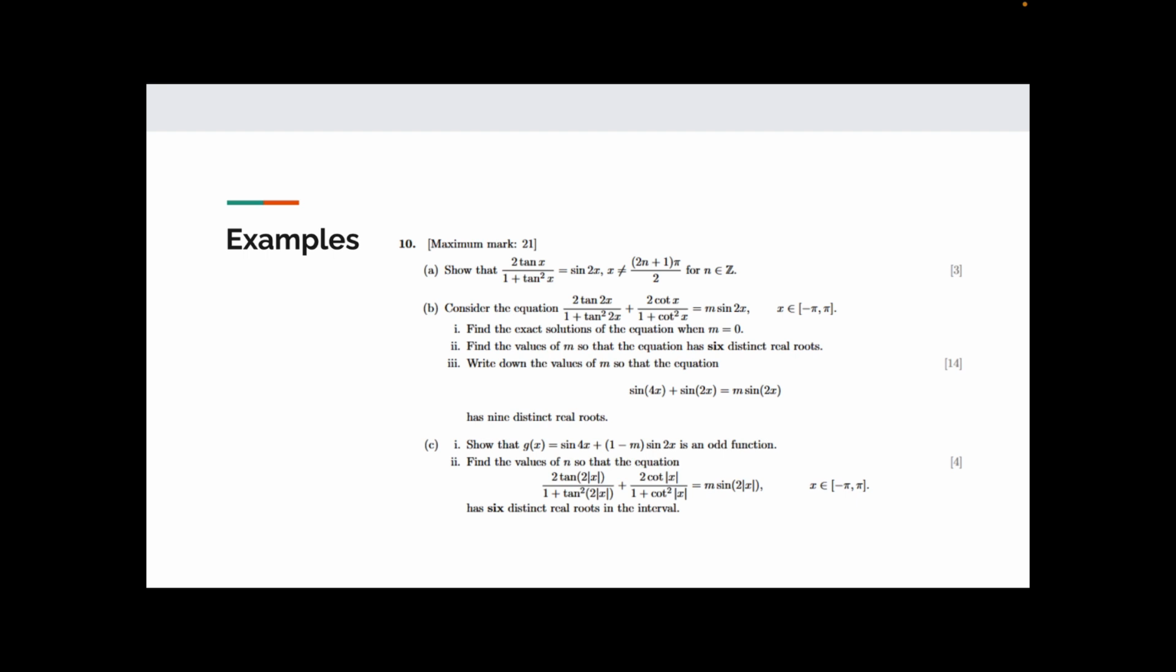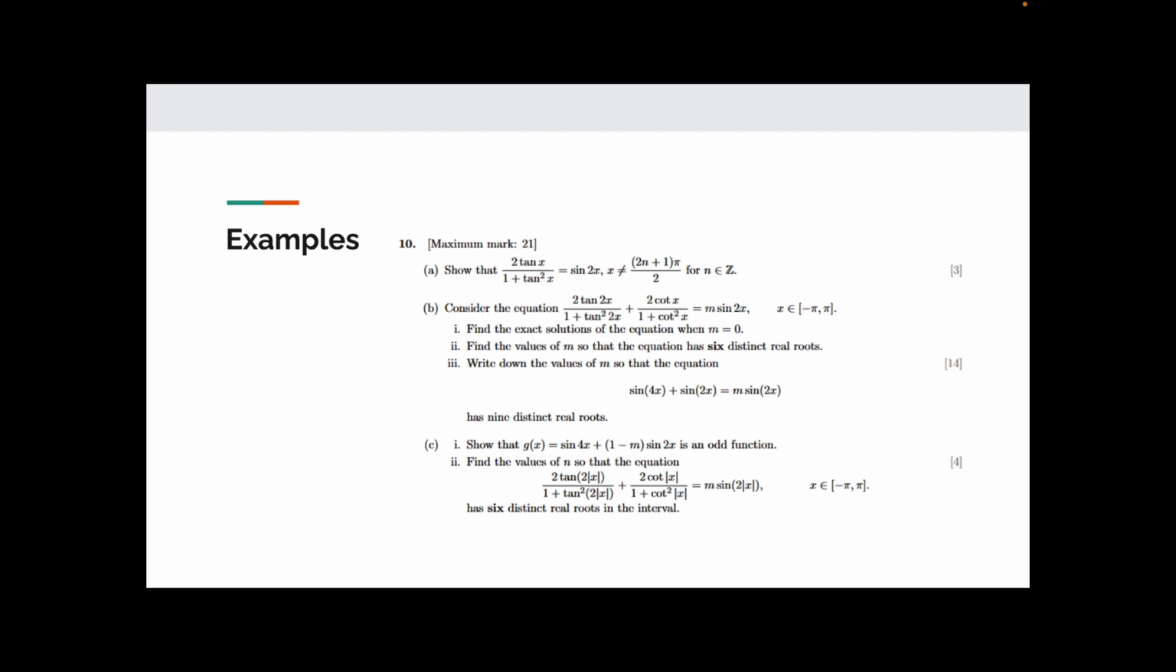Part B is getting a bit trickier. Now, as usual, you should take a hint from part A. Looks like the first part, the 2 tan of 2x over 1 plus tan squared of 2x, you know that is sine of 4x right there, right?